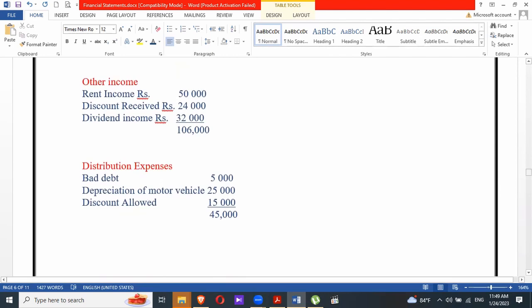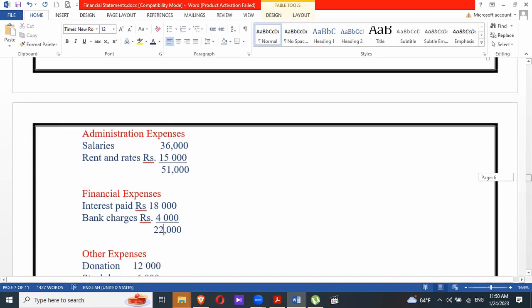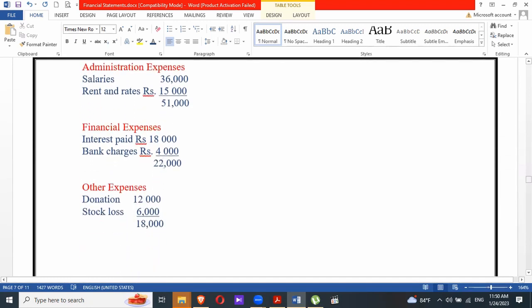Distribution expenses, total of bad debt, depreciation of motor vehicle, discount allowed, summation 45,000. Administration expense, total of salaries, rent and rates, only two items, 36 and 15, 51,000. Financial expense, total of interest paid and bank charges, 18 plus 4, 22,000, not 24. By mistake, I put 24. It should be 22,000. Other expenses, only two items, donation and stock loss, 18,000.